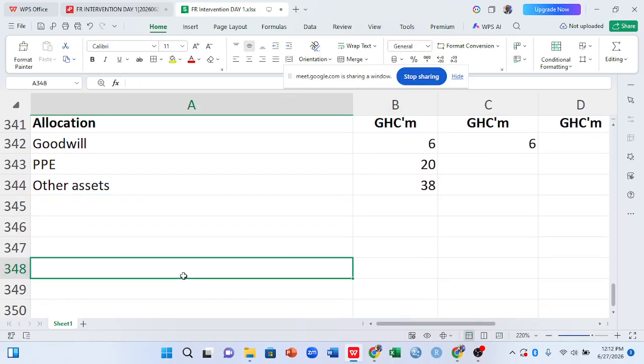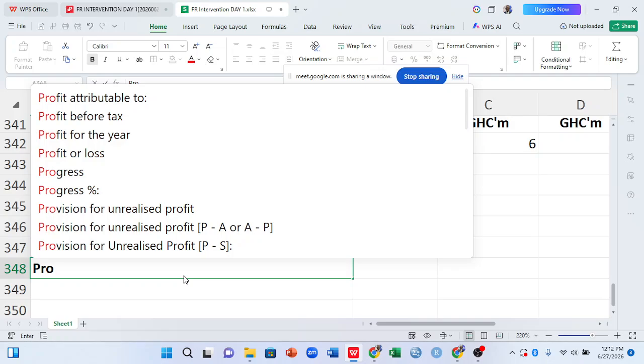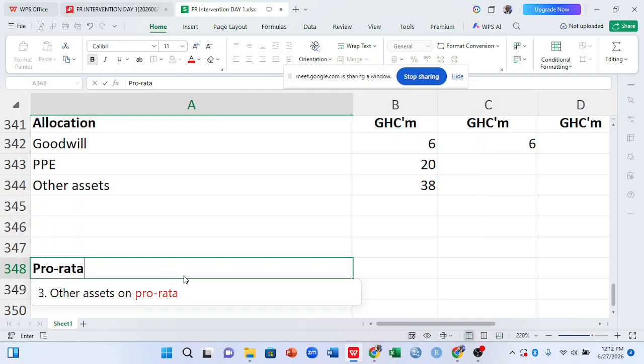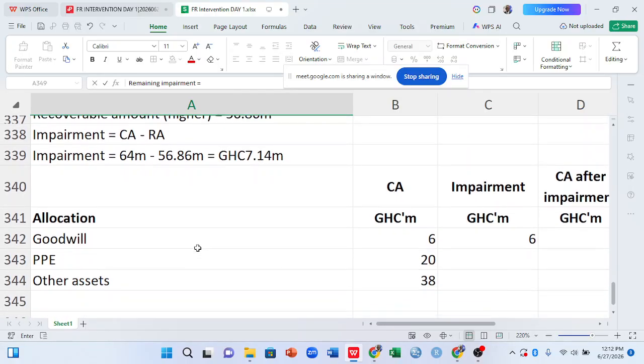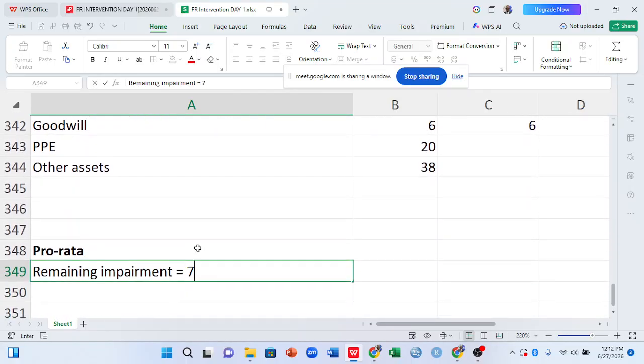So we'll do the sharing on pro rata as we said the last time. For pro rata, we first have to know the remaining impairment. How much do we have left from our impairment figure? That would be the total impairment we had, 7.14 million, and then we have deducted 6 million for the goodwill. So how much do we have left? We have 1.14 million.